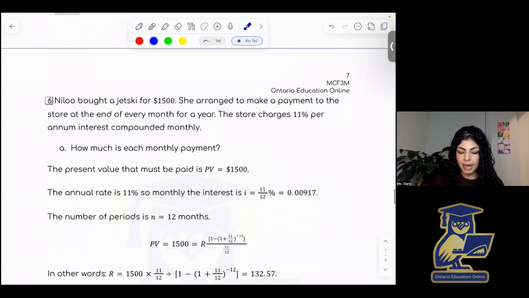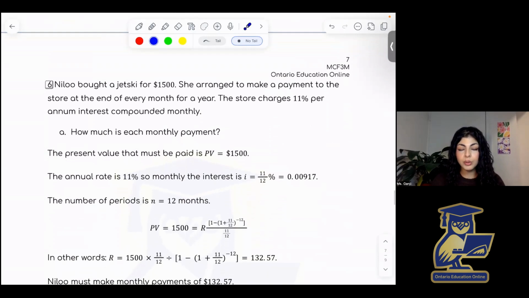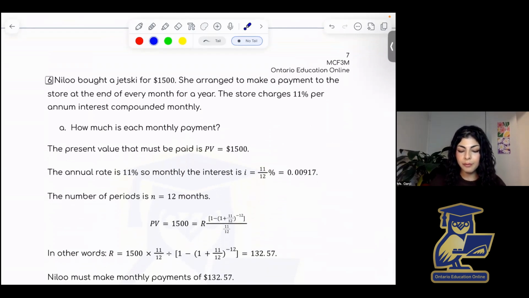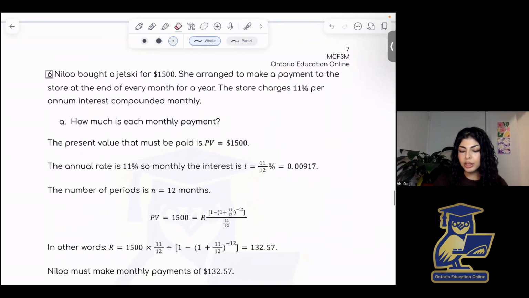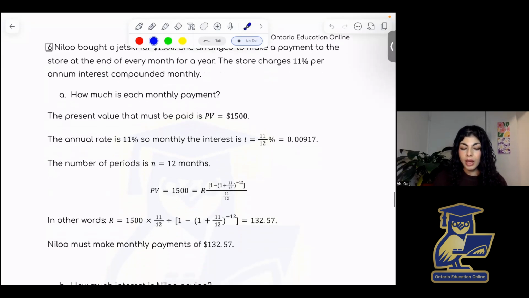And now let's look at our last example. We're also now solving for present value here. So Nilu bought a jet ski for $1,500. She arranged to make payments to the store at the end of every month for a year. The store charges 11% per annum, and the interest is compounded monthly. So first, how much is each monthly payment?